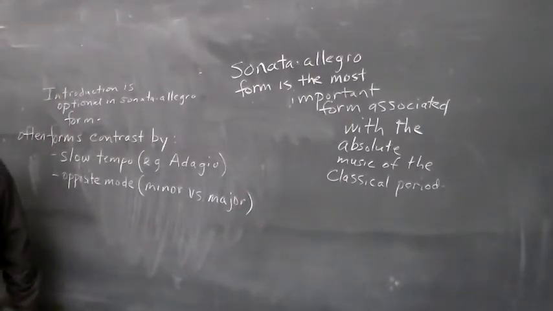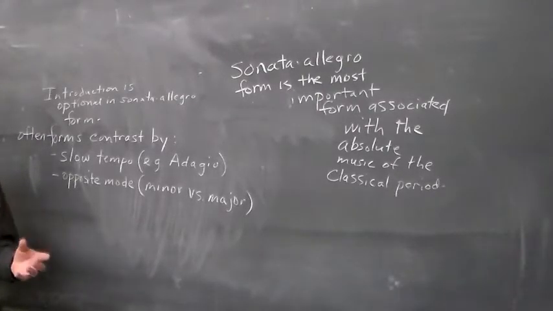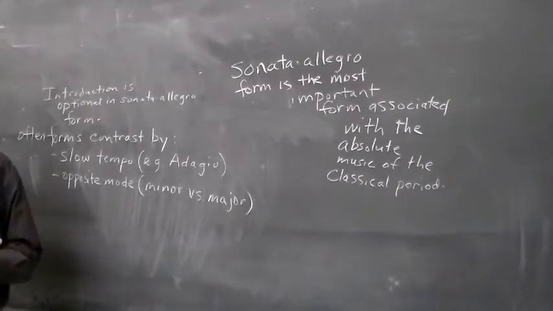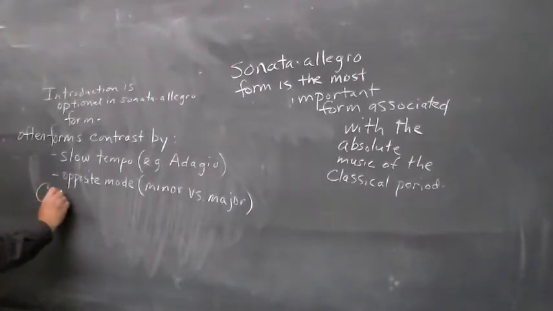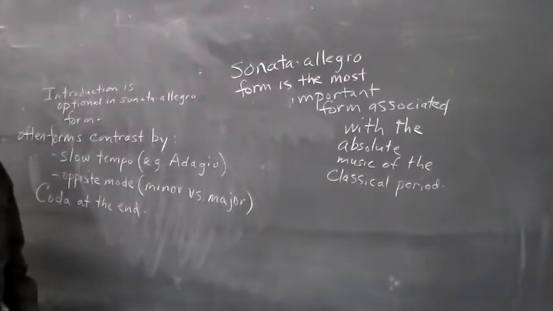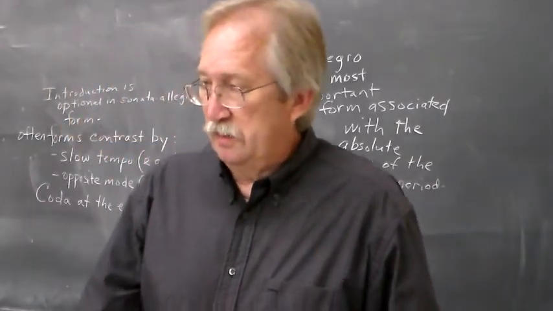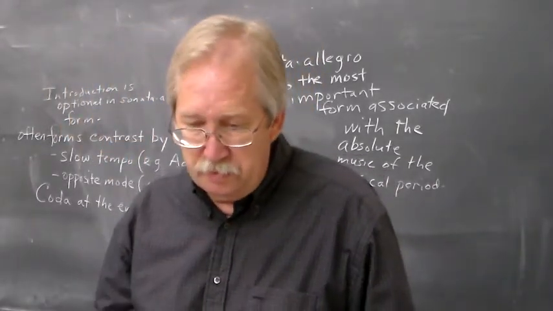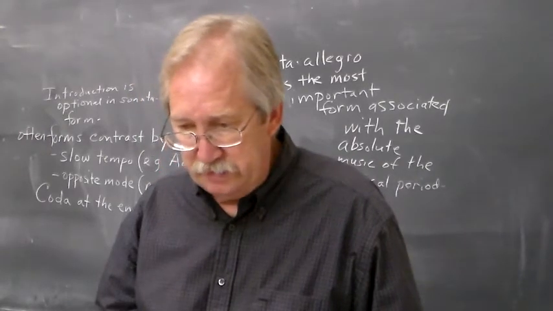So that's one element that is optional. More often at the end of a sonata allegro movement, you'll find at least something that's a brief concluding codetta or coda. And we're going to see with Beethoven that Beethoven really expands the length of his coda sections to the point that they often serve like second development sections. So that might be something that you would include in your chart. Okay, so be thinking about this form, and we're going to see many, many different examples of this.